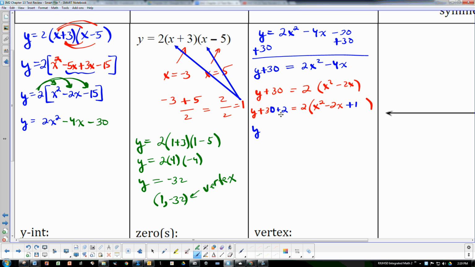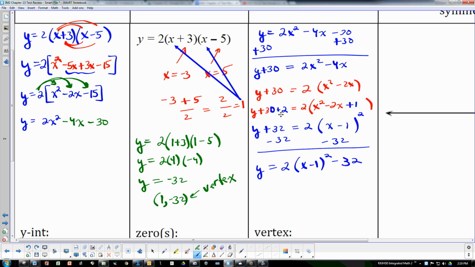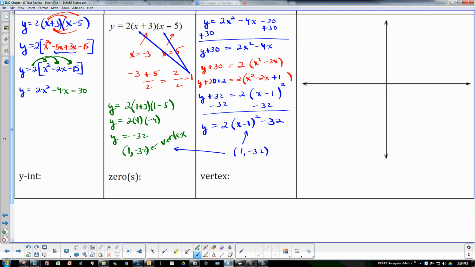All right, so I have now y plus 32 is equal to 2, and we know this is going to be a binomial squared, so x minus 1 all squared. Just subtract your 32 on each side. And look, we have now vertex form. And vertex form, look, this is going to be 1 comma negative 32. And it's the same exact thing.